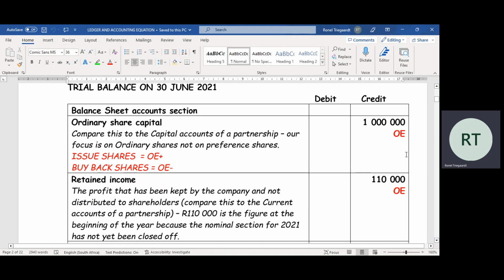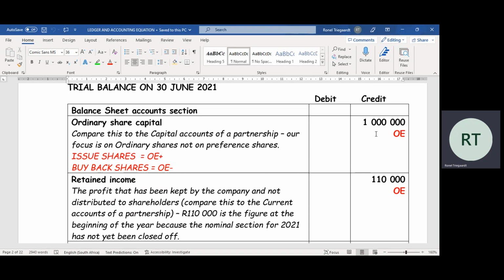Eienaarsbelang. When do you write in this account? When the company, if I talk about we, I mean the company. We are the company. Ons is die maatskappy. So as ek van ons praat, is dit die maatskappy. Wanneer gaan ons in die gewone aandele kapitaalrekening skryf? When will you record a transaction? When we issue shares because we receive money for the shares. So ons gaan daar inskryf as die maatskappy aandele uitreik en ons ontvang die geld.